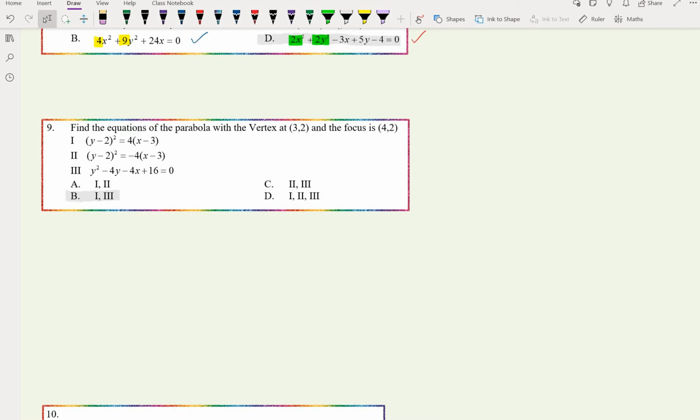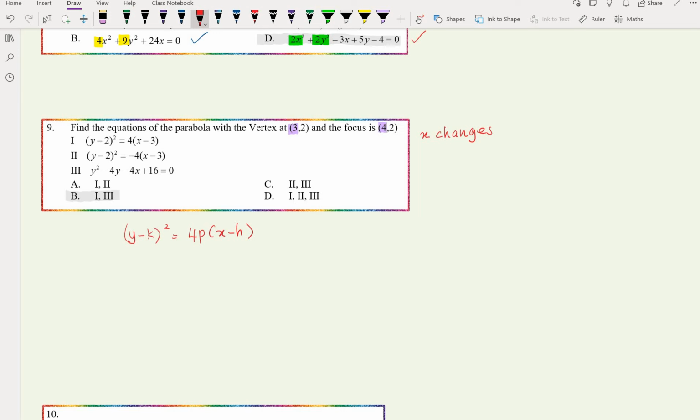Okay, next is question 9. We need to find the equation of our parabola with vertex at 3, 2 and focus at 4, 2. So, from here to proceed, we are going to determine which one does not change. The value of y does not change, okay, so what changes is the value of x. So, please remember I taught using x changes and y changes. So, when we look here, our value of x is changing, so it must be x changes. So, when x changes, our formula will be y minus k square is equal to 4p times x minus h.